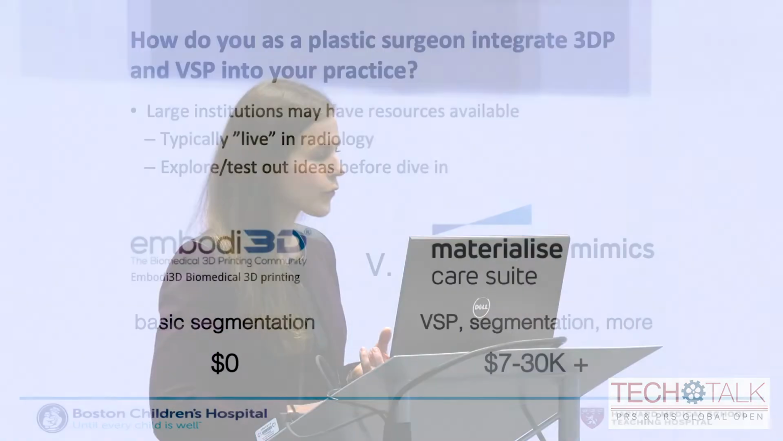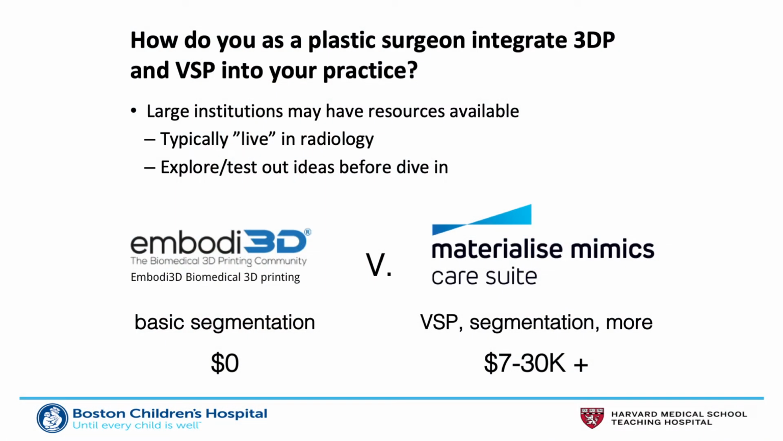You don't necessarily need to jump into buying the fanciest thing or trying the most complex thing. There are a lot of simple ways to do it. For example, Embody 3D is an open access software. Blender is another open access software, and they allow you to do some basic segmentation at no cost. If you want to do something really fancy, you're going to need a software package like Materialise Mimics, which your radiology department may already have, and that will allow you to do a higher level of VSP and segmentation, combining images, and can run you anywhere from $7,000 to $30,000.